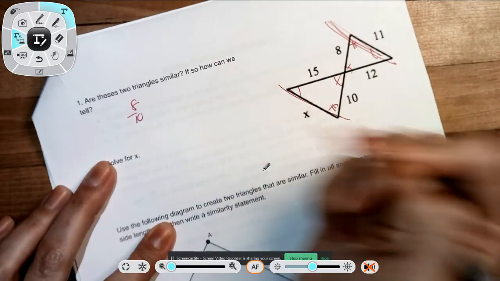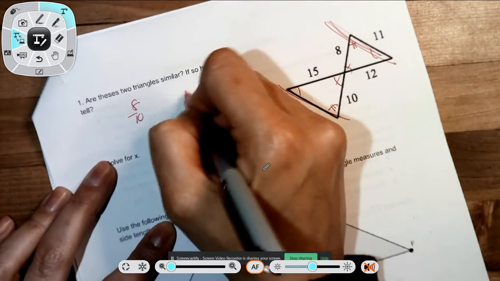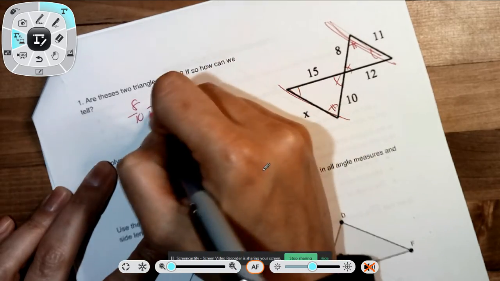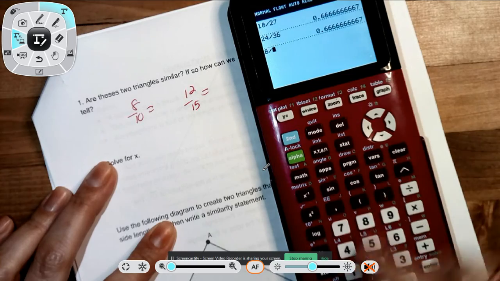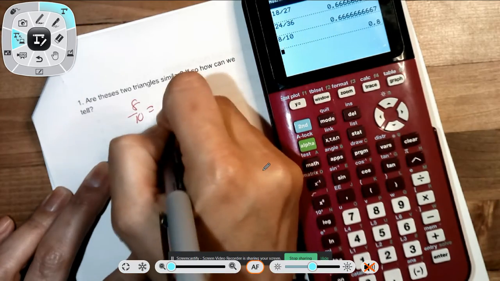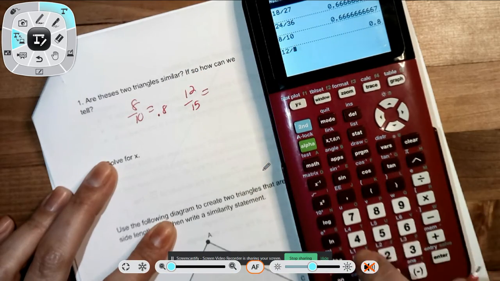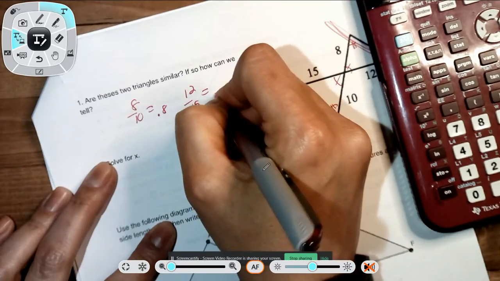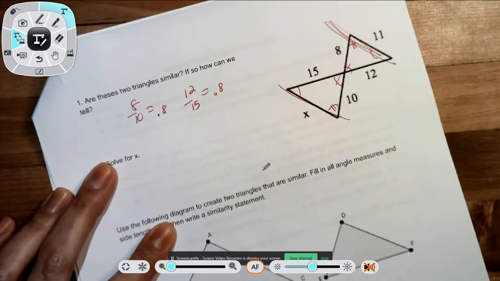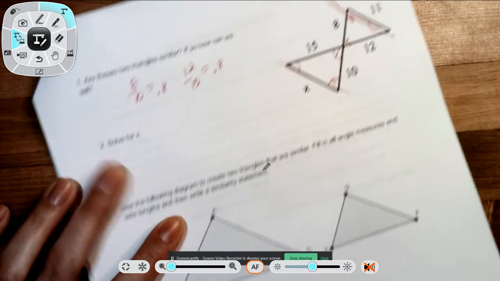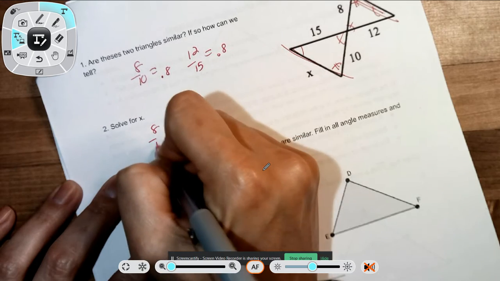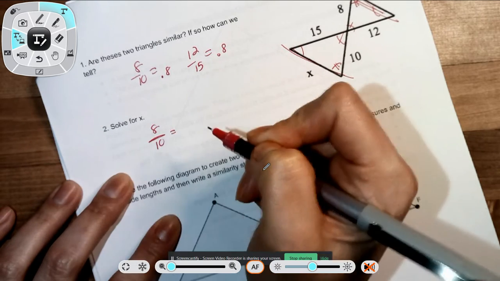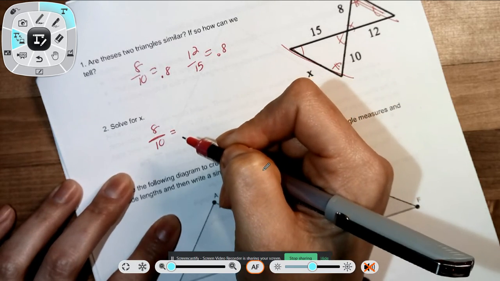So 8 over 10 or 12 over 15. And just so you can tell, 8 divided by 10 is 0.8. 12 divided by 15, also 0.8. So it doesn't matter which of those two ratios I use. I only need one of them to then solve for my missing side. So let's say I go with the 8 over 10. I'm going to be setting up what's called a proportion. You guys have solved proportions before.